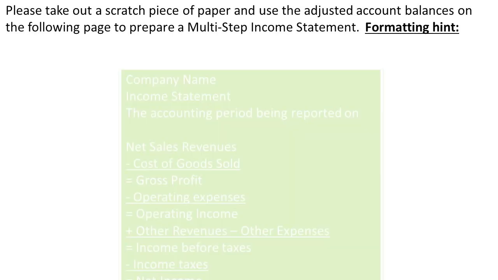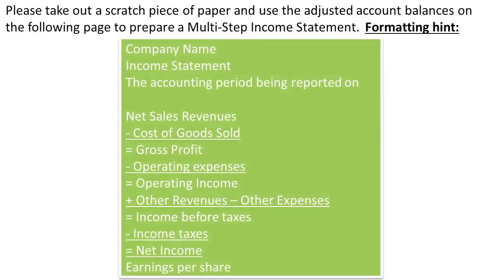Here's a formatting hint. Do the labeling at the top just like you did with the single-step income statement. But when you get down into revenues and expenses, you're going to need to break them out in relation to how they relate to the operating activities of the company. At the very top, you're going to have your net sales revenues minus your cost of goods sold equals your gross profit. Then deduct your operating expenses to get your operating income.